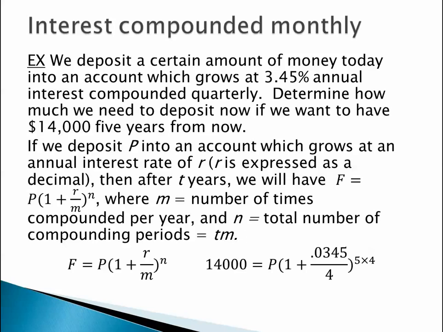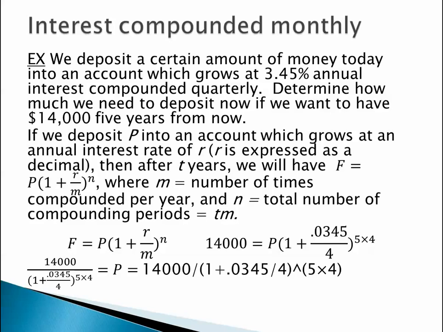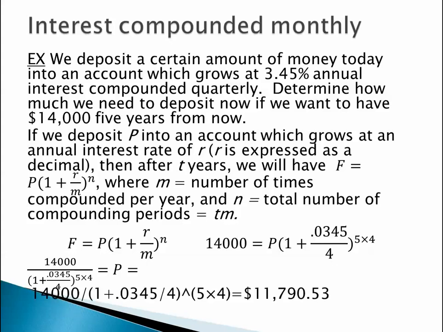14,000 equals P times 1 plus 0.0345. Notice 3.45% interest is 0.0345 expressed as a decimal. Divided by 4, so M is the number of times compounded per year, that's 4, and then raised to the N. N is 5 times 4, 5 years times 4 times compounded per year. And when we calculate this, after dividing both sides by that messy expression on the right, we end up with 14,000 divided by 1 plus 0.0345 over 4 raised to 5 times 4, and that gives us $11,790.53.